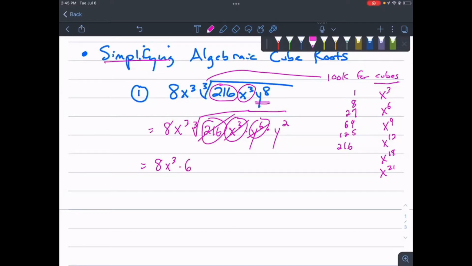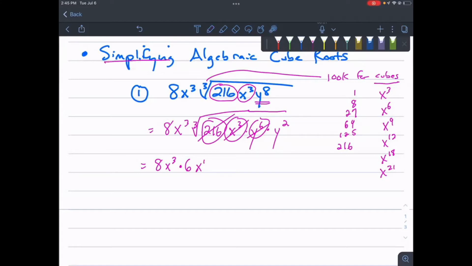is 6. And you can do that over here. 1, 2, 3, 4, 5, 6 is the cube root of 216. The cube root of x to the 3rd, so we're doing this one now. We just have to take that 3 and divide by the 3 on the way out. 3 divided by 3 is 1. So this is going to be x to the 1st.